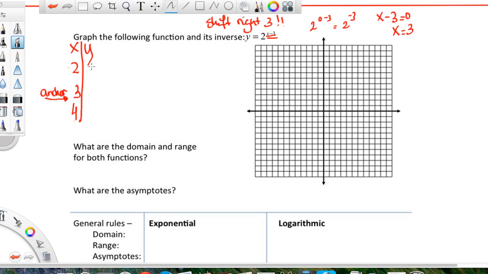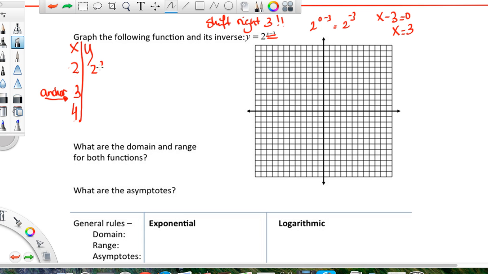So at 2, I get a -1 for the exponent, so that's a half. So a half minus 3 is a -2.5. So if I use 3, I get 2 to the power of 0, that's 1 minus 3, that's... Oh, I'm doing that wrong, aren't I? Let me go back. I did this twice. So plugging in a 2, let's do this right.